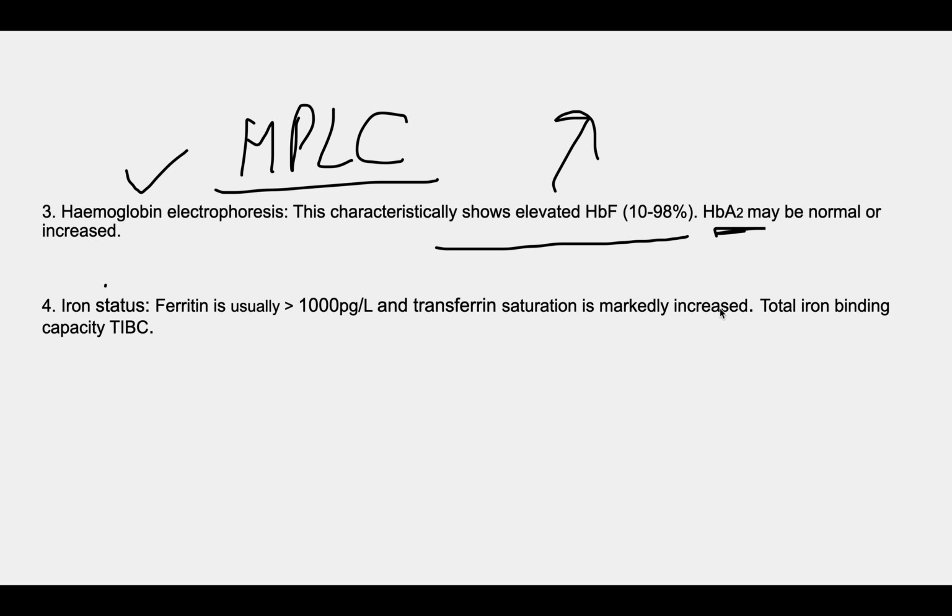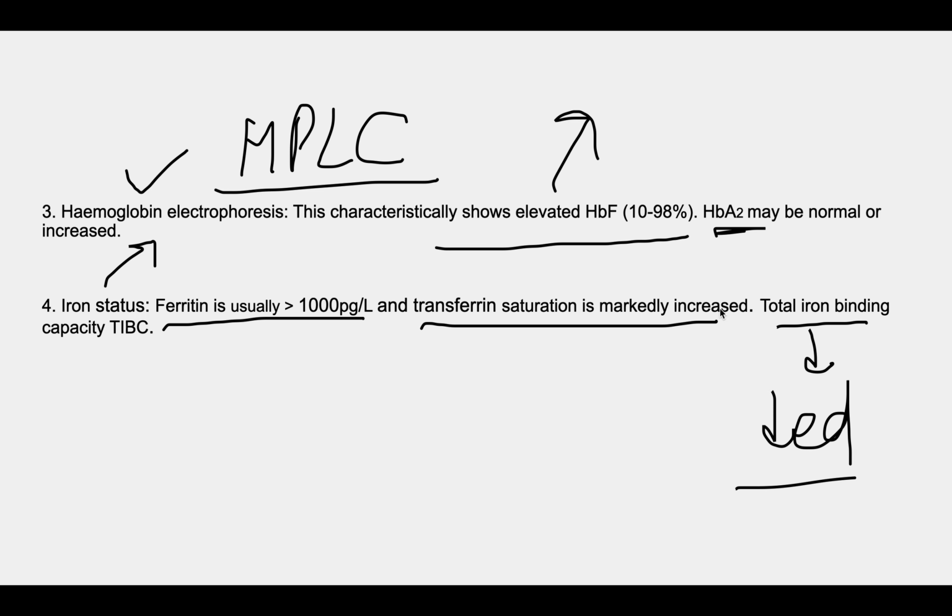Iron status: as there is iron overload, the iron stores are full, ferritin is high, transferrin saturation is high, but the TIBC, that is the iron binding capacity, because the body has so much iron, will be low in this patient. Also serum iron will be high.